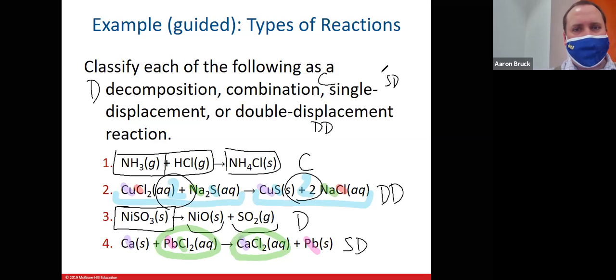Any questions about this particular example? All right, let's move on then.